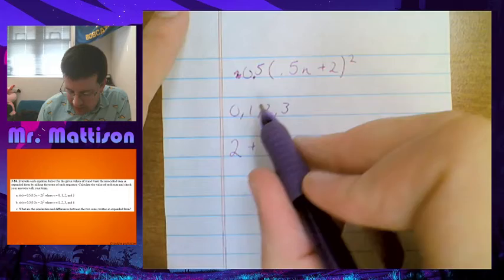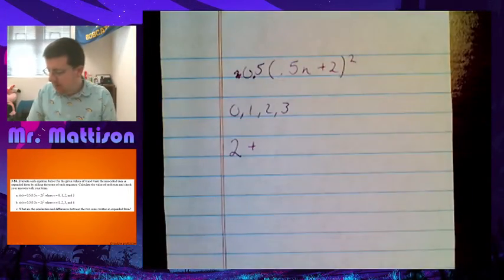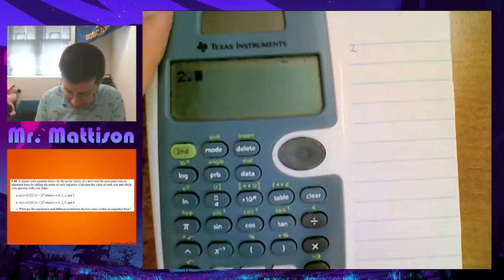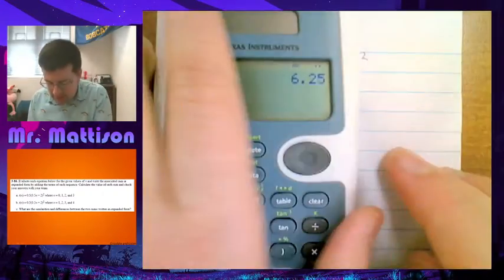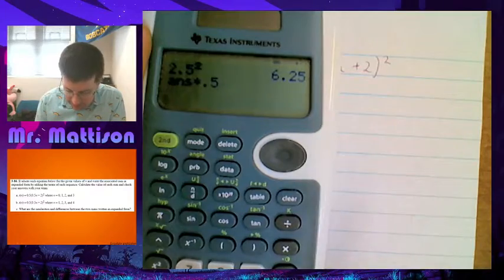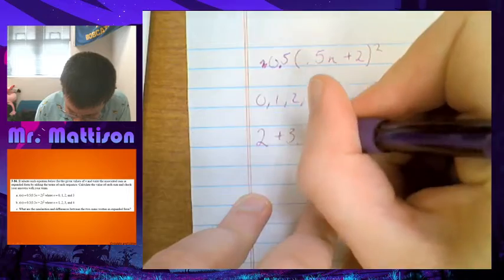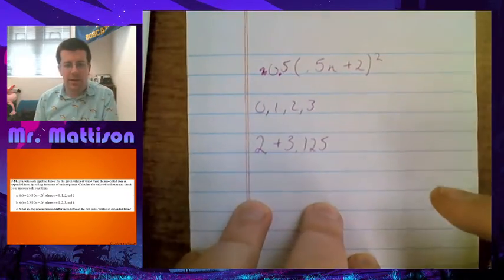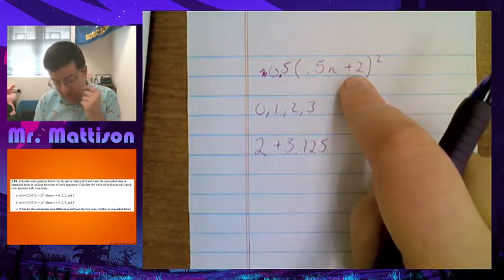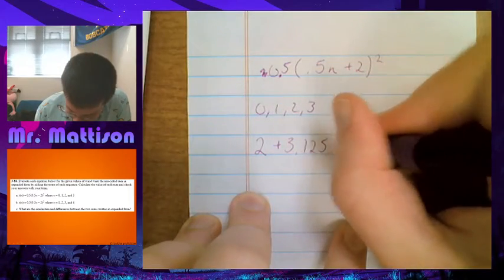And then if I plug in a 1, well, that's 0.5 plus 2 is 2.5. If I do 2.5 squared and then times 0.5, I get 3.125. Now what if I plug in 2? If I plug in 2, that's 2 times a half is 1. 1 plus 2 is 3. 3 squared is 9. 9 times a half is 4.5.